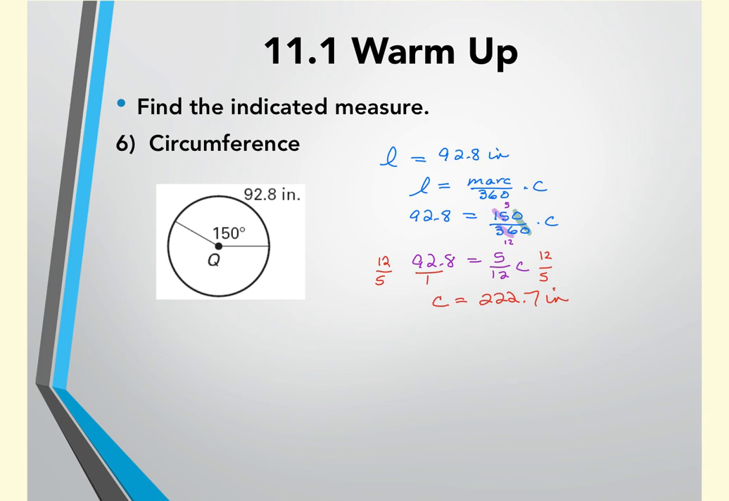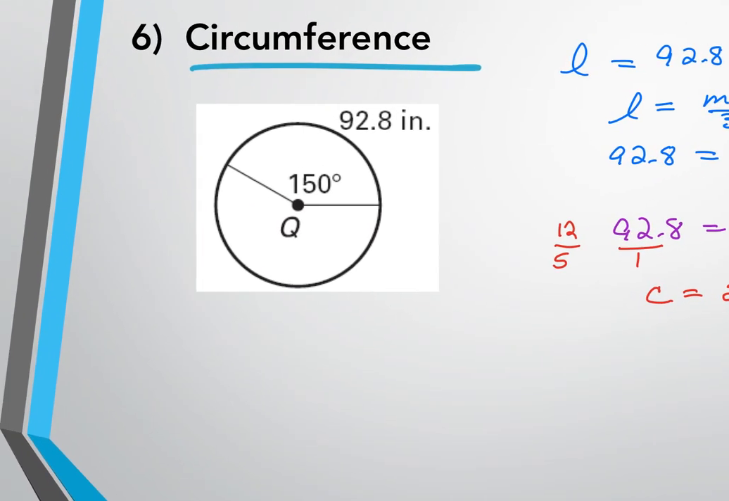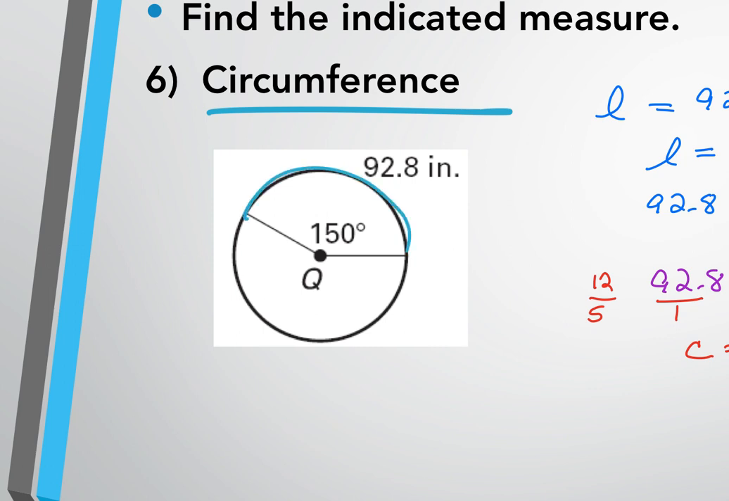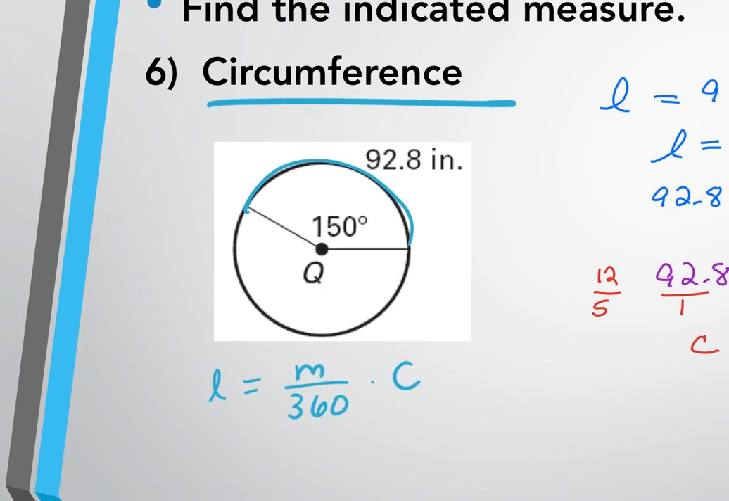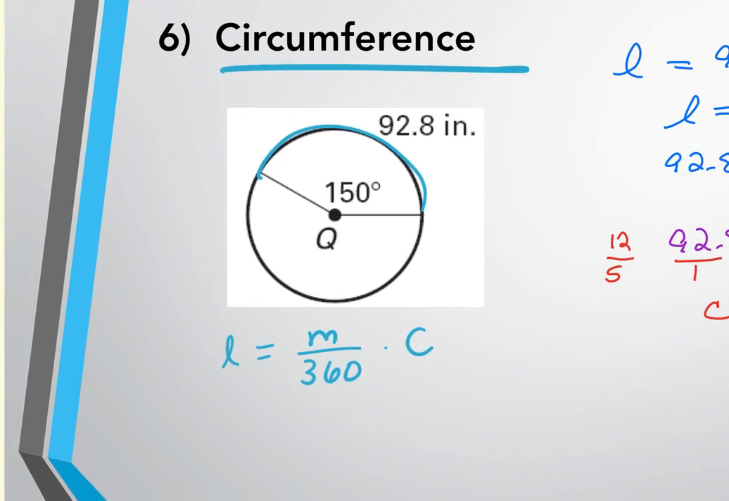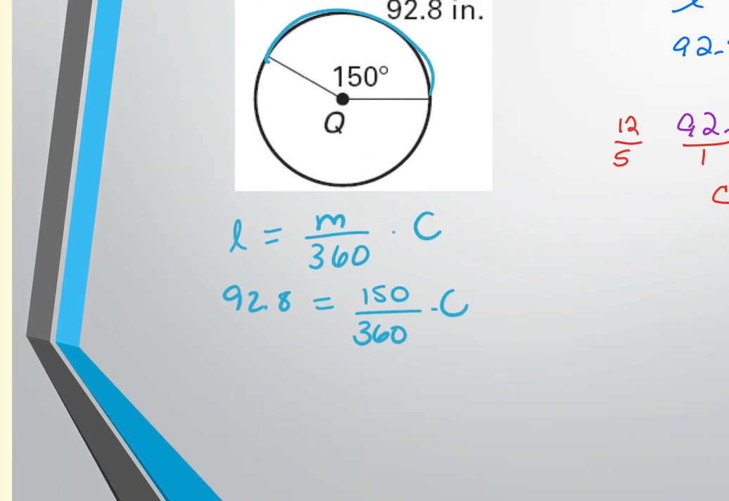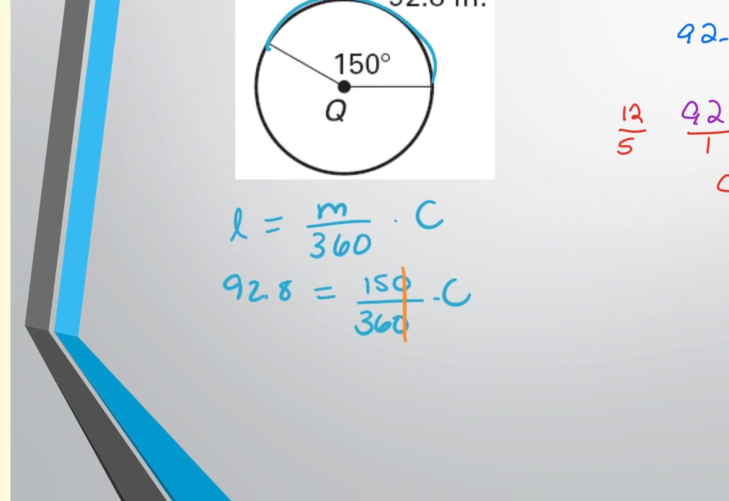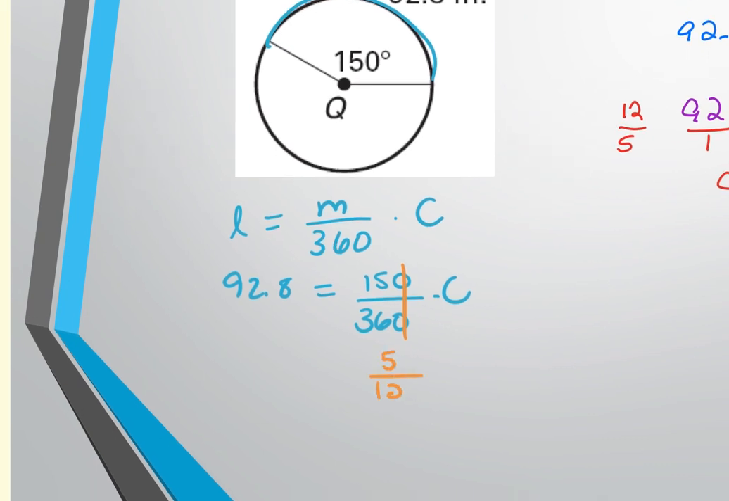All right, this is 6. It says now we're finding the circumference. You're given the length of the arc is 92.8. So I would do length equals the measure of the arc over 360 times circumference, because that's all I'm looking for. So 92.8 equals 150 over 360 times the circumference. Instead of doing 2 pi r and then having to multiply it back out, I could just leave it like that. I can cross through the zeros here, and then 3 goes into both. That'd be 5/12 c equals 92.8.